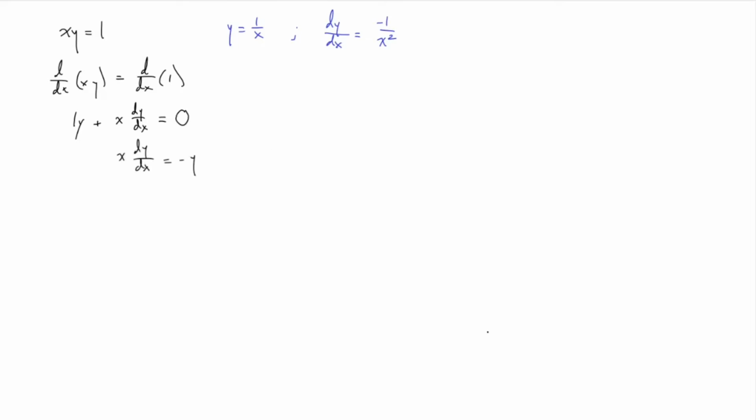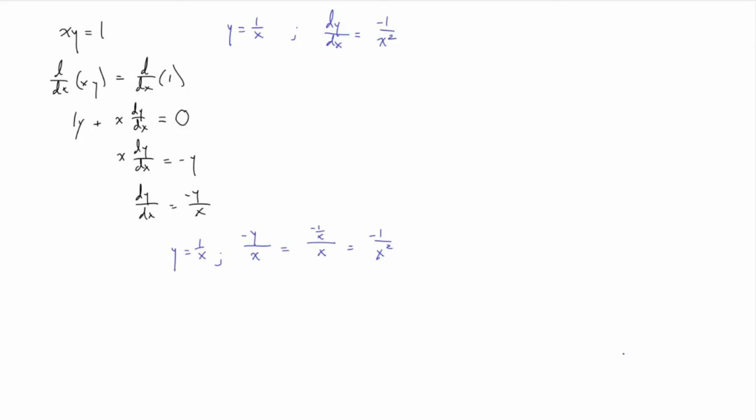And now we can solve this equation for dy/dx. We subtract y from both sides, and then divide both sides by x to get that dy/dx is negative y over x. And you say to yourself, how come that doesn't look like the answer we got above, where dy/dx was negative 1 over x squared? And it's because, well, y is 1 over x, so negative y over x is negative 1 over x squared, like we saw before.